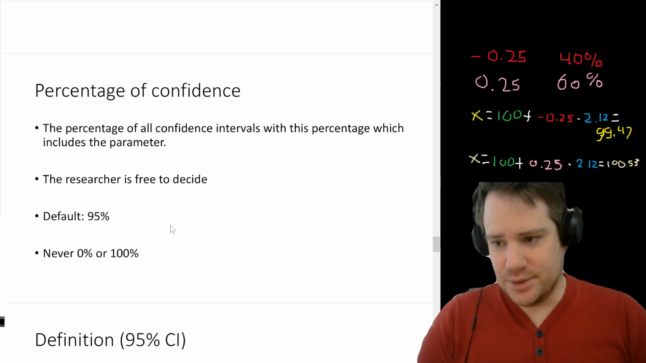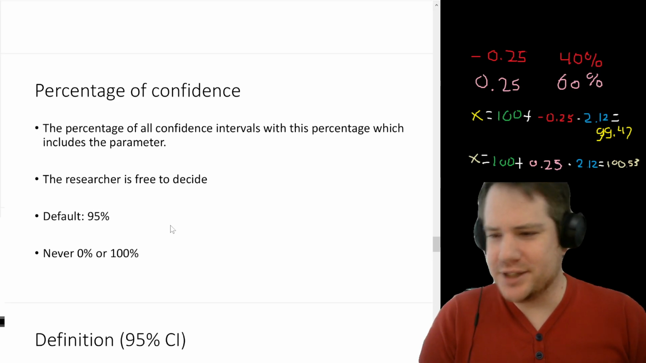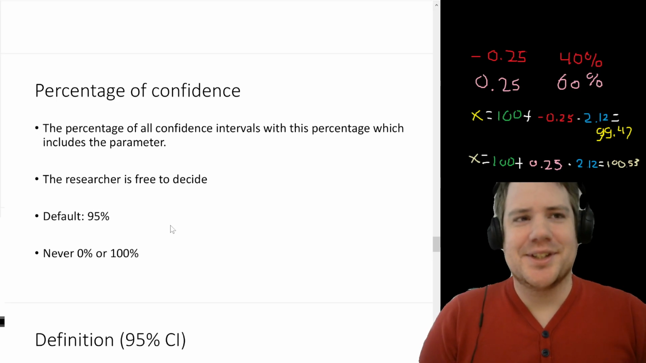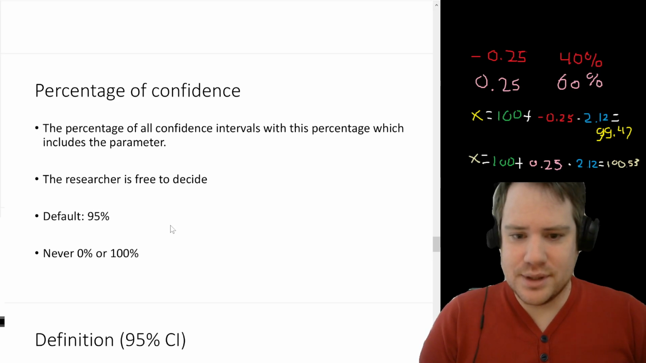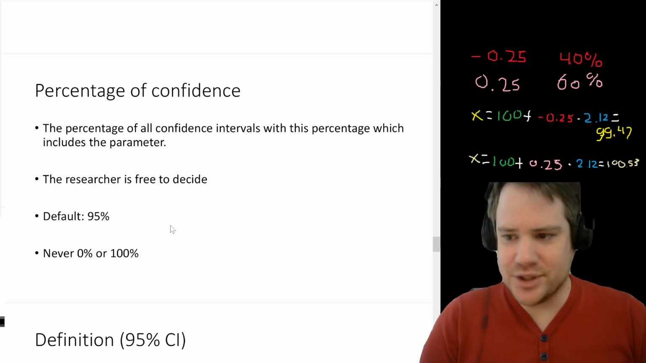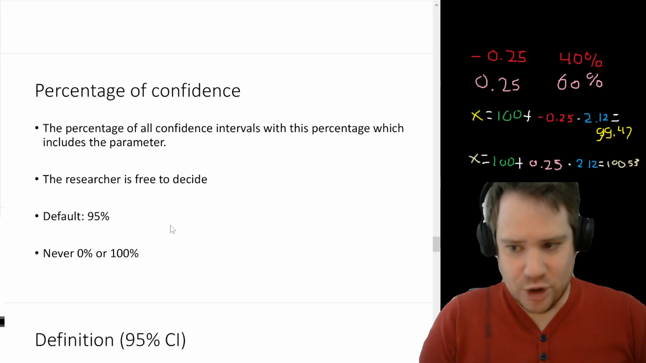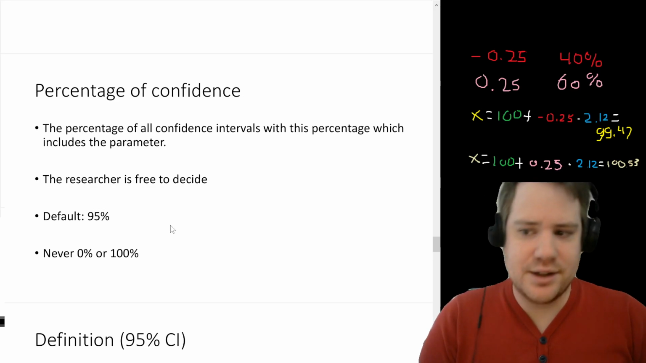In practice, you can decide, like in the world outside. Although most people would say just stick to 95%, like that's most of the research. But on the exam, for that reason, they'll always tell you. If they don't tell you, you can safely assume 95%, because that's basically the default.